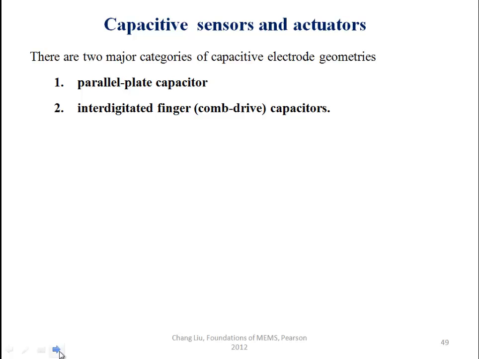Based on the capacitive electrode geometry, we can classify into two categories. First one is the parallel plate capacitor. Second one is the interdigitated finger capacitor, or comb drive capacitor. You will be familiar with the parallel plate capacitor as well as the interdigitated finger capacitor. We studied this comb drive capacitor in module 1 in micro grippers, etc.